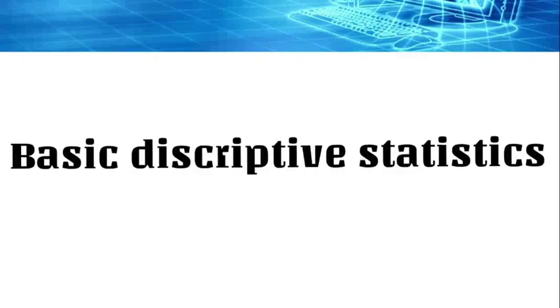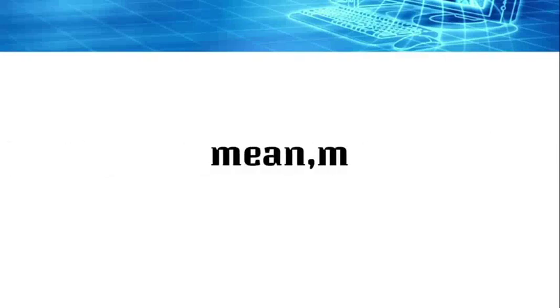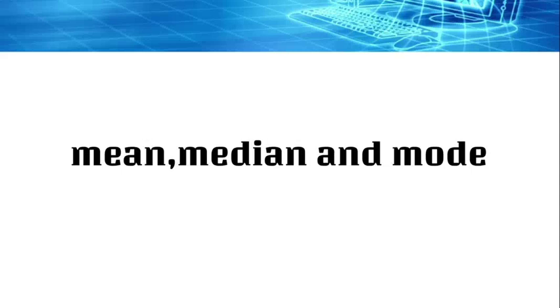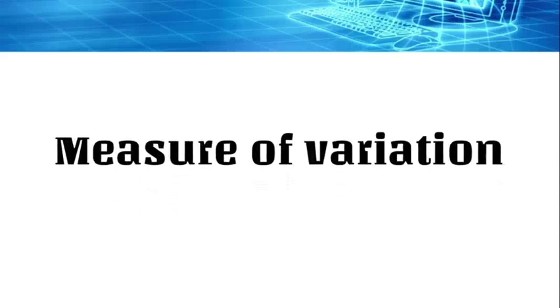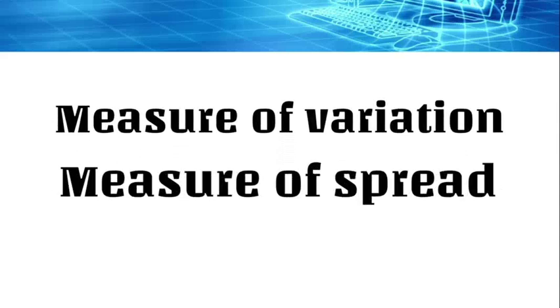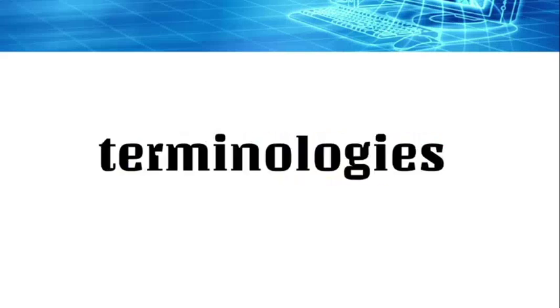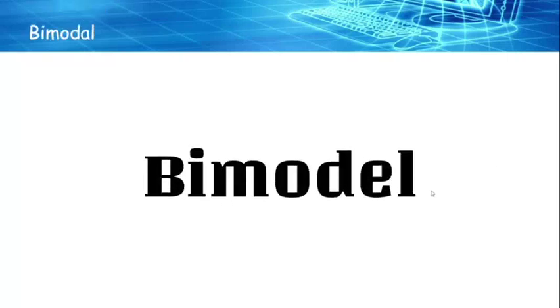So in the previous video, we have seen basic descriptive statistics, that is, mean, median, and mode. Before moving on with the measure of variation or measure of spread, we'll learn about a few terminologies which might come in handy later on. So basically, the first thing is something known as bimodal.